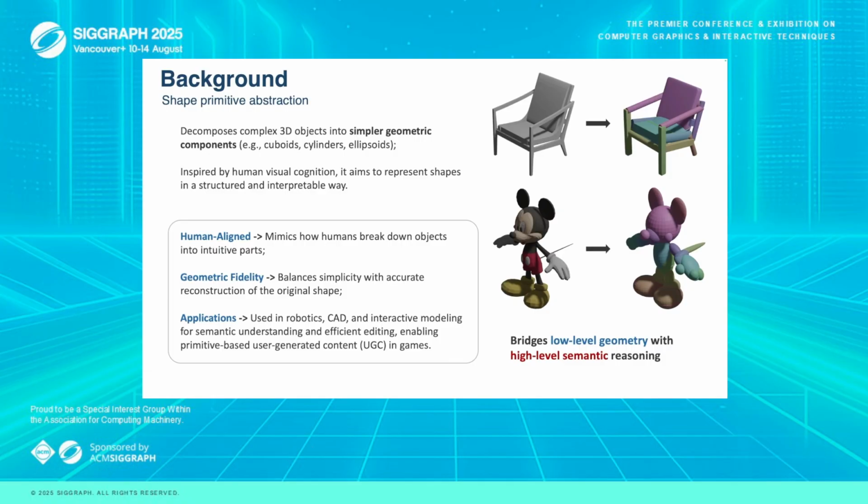As demonstrated by the chair and Mickey Mouse examples on the right, both can be decomposed into collections of cuboids, elliptical cylinders, and ellipsoids. For the characteristics of this task, first it should align with human perception, learning human construction patterns. Second, it needs geometry fidelity, balancing simplicity with accurate reconstruction.